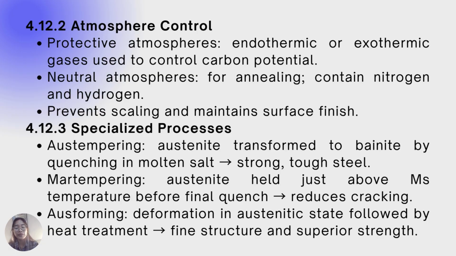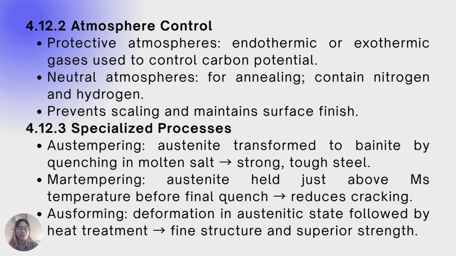There are three types of atmospheres: neutral atmosphere, for example nitrogen or argon, which prevent oxidation. Reducing atmosphere, for example hydrogen or carbon monoxide, helps remove oxides. And carburizing atmosphere, for example methane or propane, add carbon to the surface for case hardening. The benefit is that by controlling the gas composition, we can tailor surface properties, improve finish, and ensure consistent hardness.